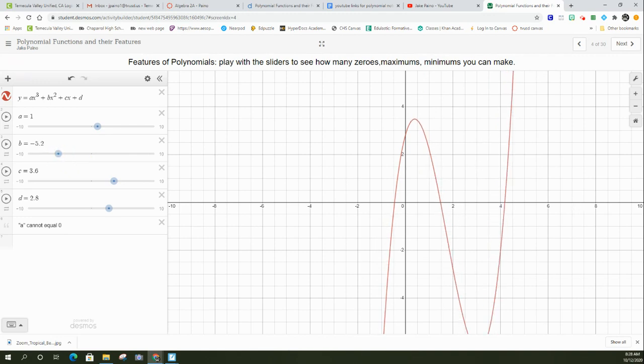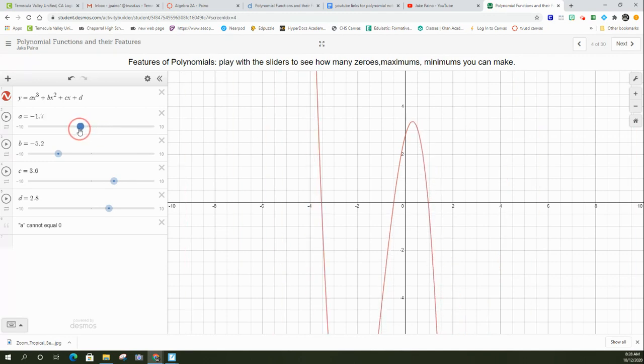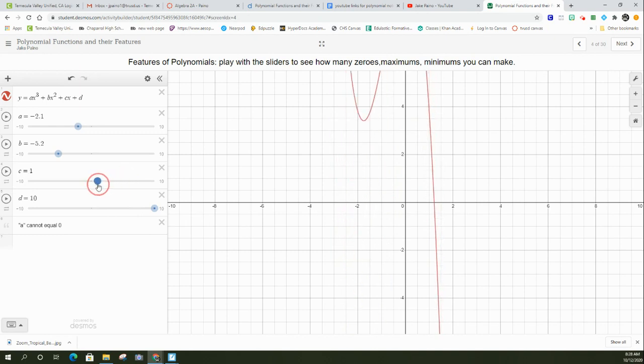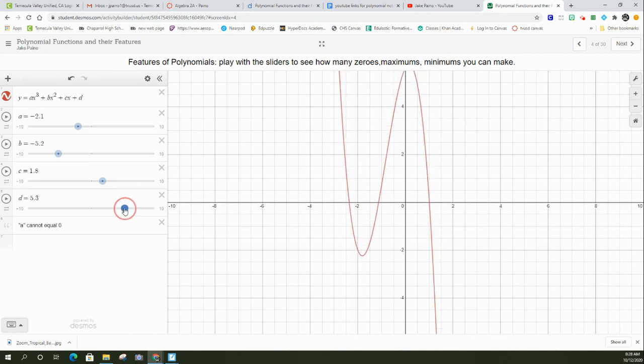The left side's going down, the right side's going up. But if I make a negative, now the left side's going up and the right side's going down. There are 3 turns, 3 x-intercepts. I could raise it up, and I could get 1, 2, or 3 x-intercepts.